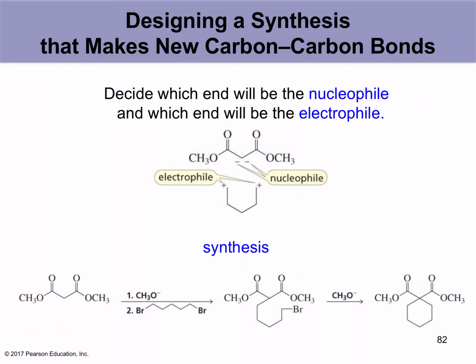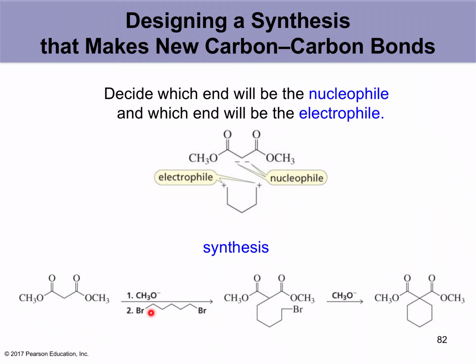Decide which end will be the nucleophile and which end will be the electrophile. So this is going to be the nucleophile, these are going to be electrophile. So we need to add this part to this carbon. So then we need to have two electronegative groups over here. Could be bromine, a dibromo compound. So you start with this one and then you add your base methoxide, so it will deprotonate here.